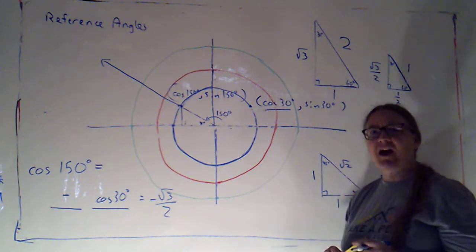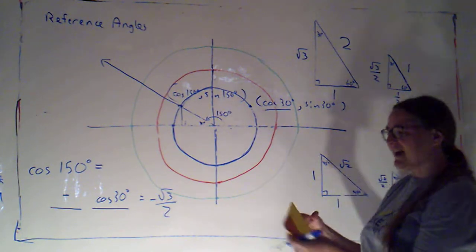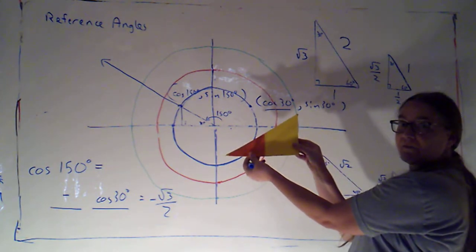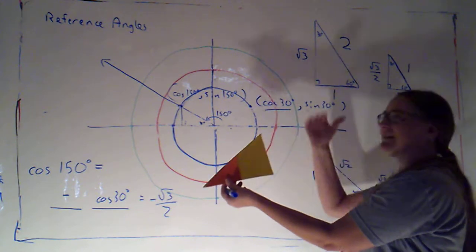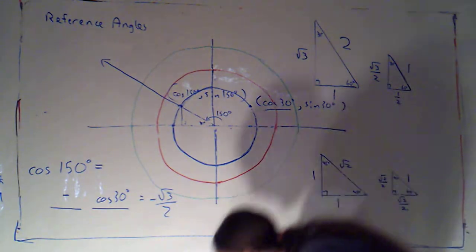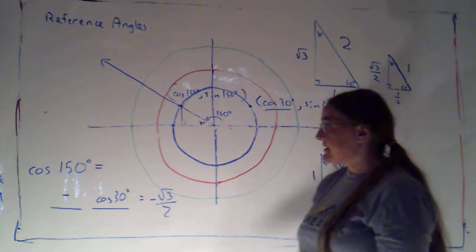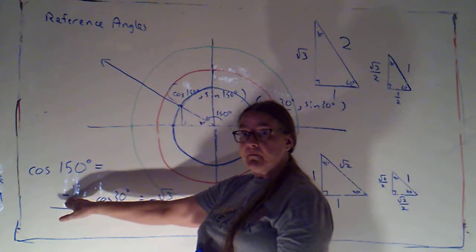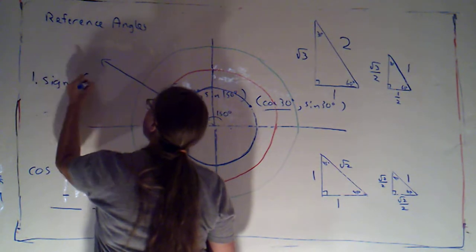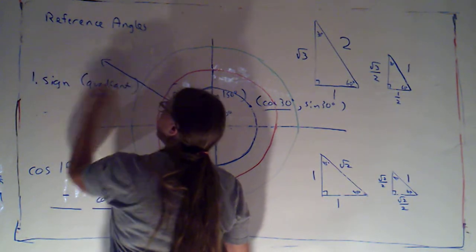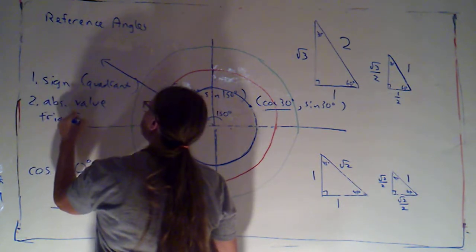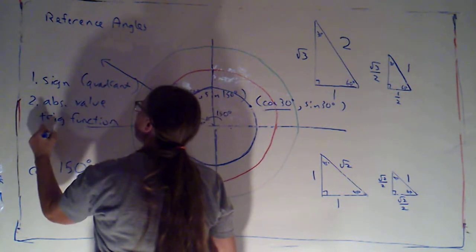Because remember, with right triangle trigonometry, the whole idea behind that is that any two right triangles with the same acute angle are going to be similar. So the ratio of opposite and hypotenuse is going to be the same regardless of the size of the triangle. Okay, so I basically do a two-step process. Get the sign based on what quadrant we're in, and then the absolute value. So step 1 is to find the sign, and that's by looking at the quadrant. And then step 2 is to get the absolute value, which is just the trig function evaluated at the reference angle.